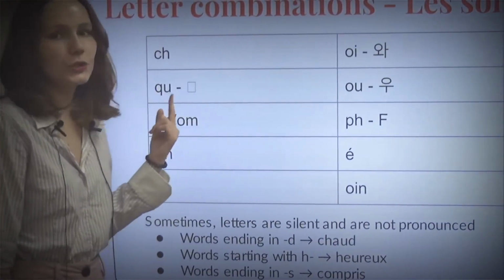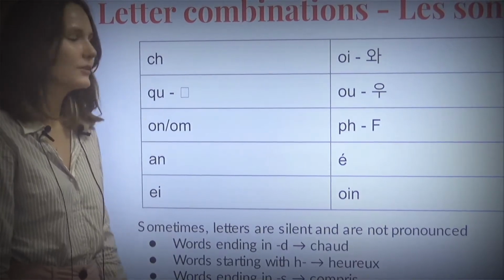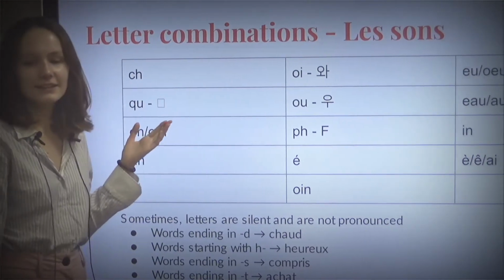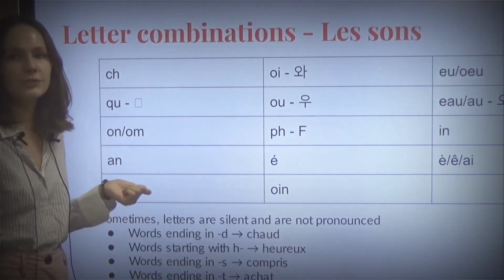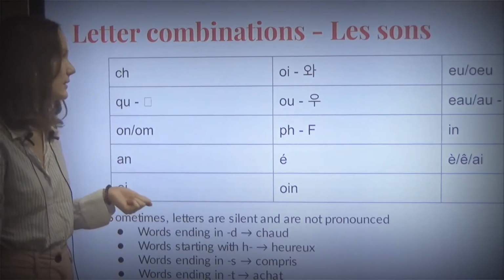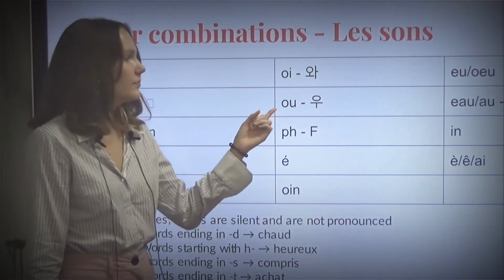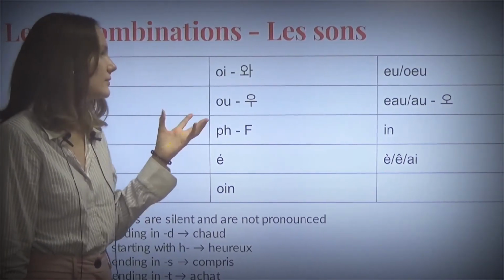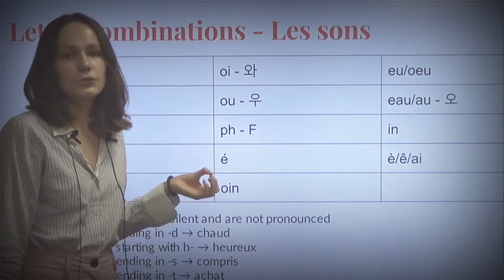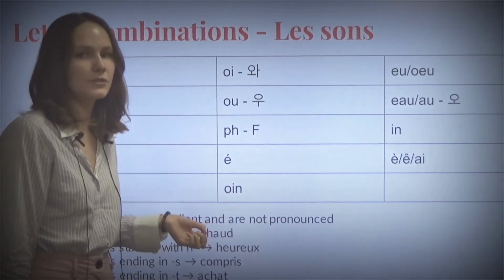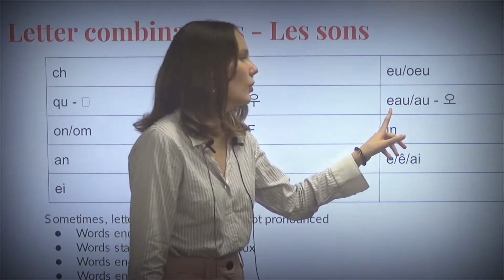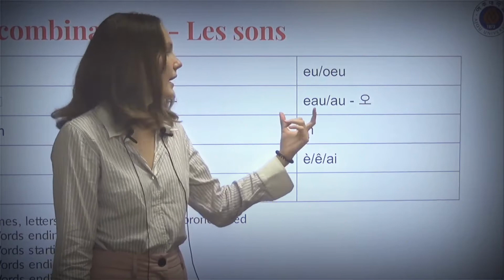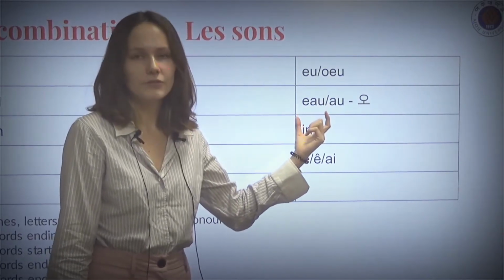Then we have QU, which is pronounced k. The Korean character didn't pop up on the presentation, but it's k. And an example of that sound would be queue, which means tail in English. Then we have OU, the sound is u. An example of that sound would be coussin, which is a pillow. Then we have AU and EAU, different ways of writing it again, depending on the words. And this word means water in French, eau.